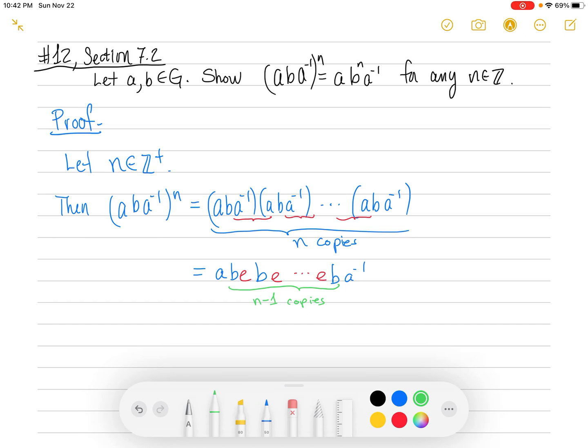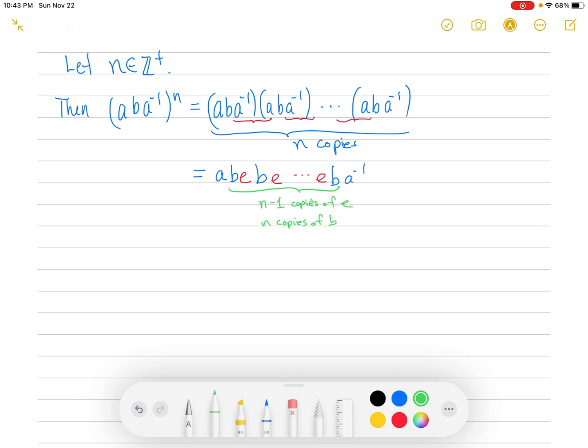No, I'm sorry, the B's, there's still N B's. That's not going to change. What am I talking about? Still N B's, that hasn't changed. Okay, there are going to be N B's and N minus 1 E's. Let me just write it that way. I believe N minus 1. Yeah. Made this right. So there'll be N minus 1 copies of E and N copies of B here.